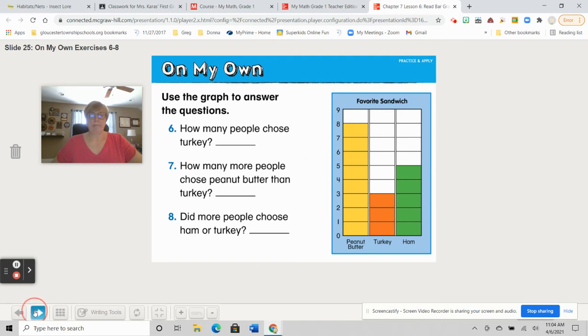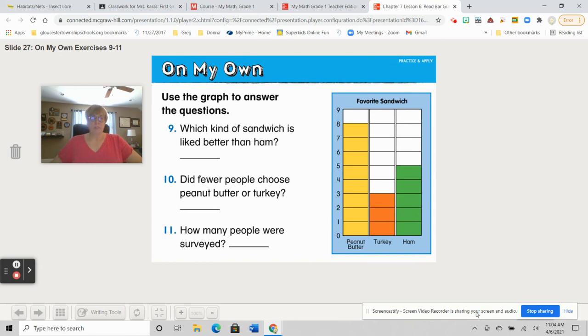Okay, let's check. All right, 3 people chose turkey. 5 more people chose peanut butter rather than turkey, and more people chose ham. That's number 8. Okay. Number 9, you're using the same graph. Which kind of sandwich is liked better than ham? Did fewer people choose peanut butter or turkey? How many people were surveyed?